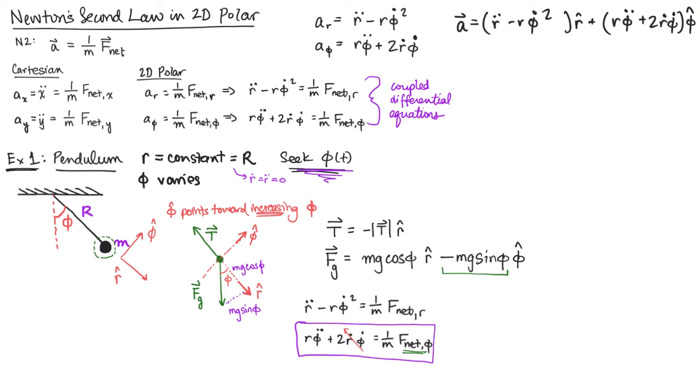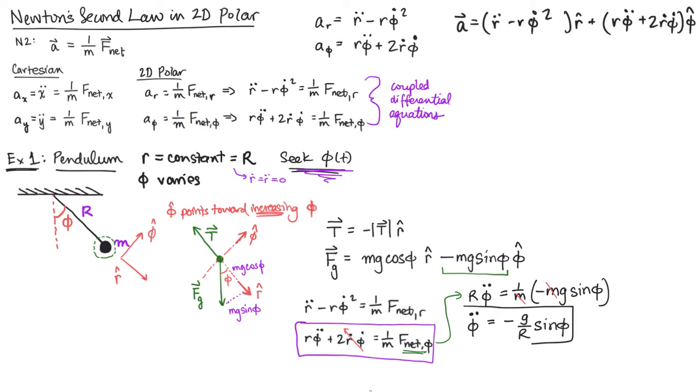Okay, so now, taking this equation, we have capital R times phi double dot is equal to 1 over m times the force in the phi direction, mg sine of phi with a minus sign. My masses cancel. I can rearrange things a little bit to find phi double dot is equal to minus g over R times the sine of phi. This is the equation of motion that will tell us, if we solve that differential equation, how phi evolves in time.